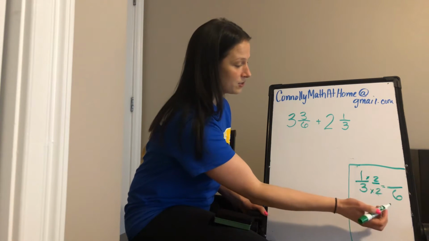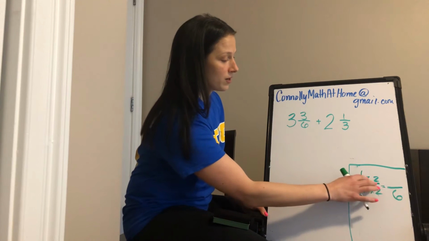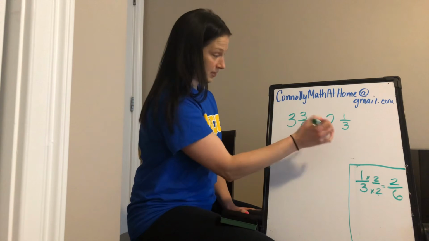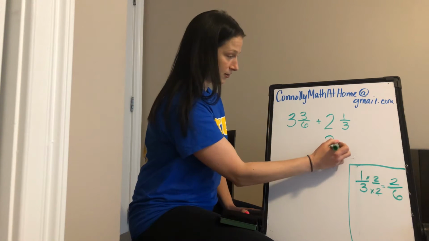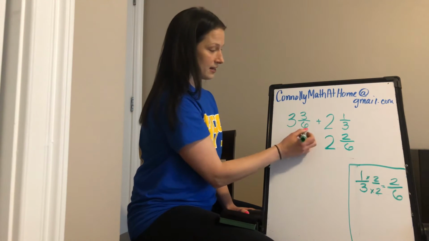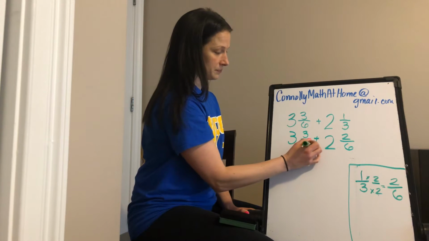And if you're in my class, you're probably repeating that with me. So 3 times 2 is 6. 1 times 2 is 2. So my equivalent fraction here is 2/6. So then we come and plug it in right here. 2 and 2/6. And then I didn't have to change this one, so I get 3 and 3/6.